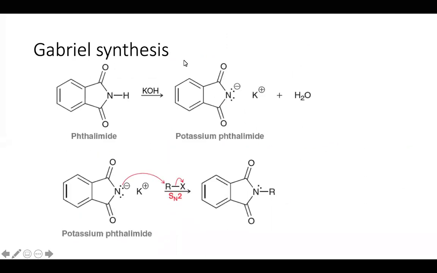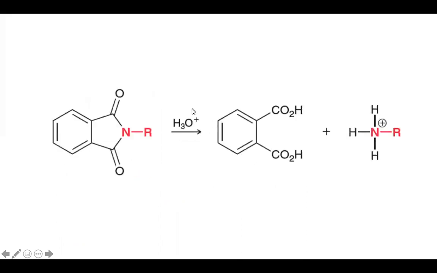And next, Gabriel synthesis, where phthalimide reacts with potassium hydroxide to form potassium phthalimide, and potassium phthalimide can undergo SN2 with RX, alkyl halide, to form this compound. This compound can be acidified to remove the NR here. And then we can introduce some base to neutralize this, and therefore get an amine.